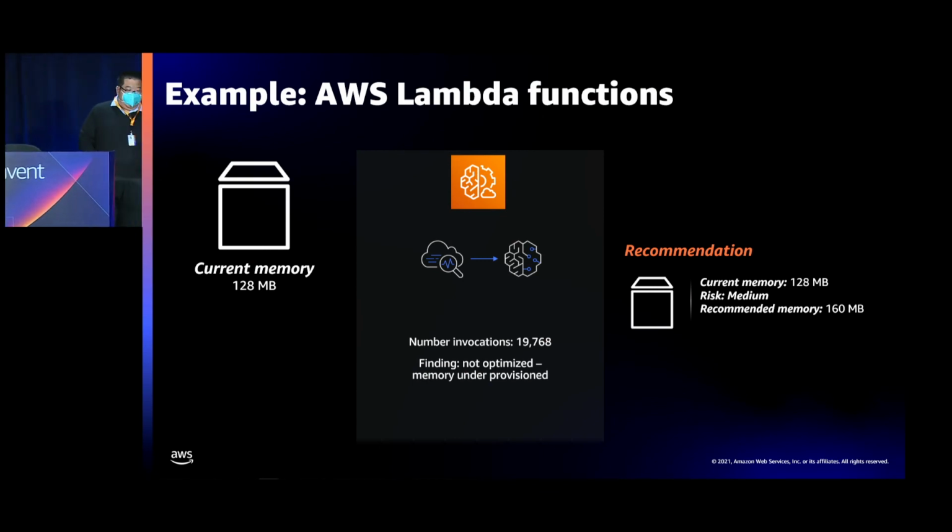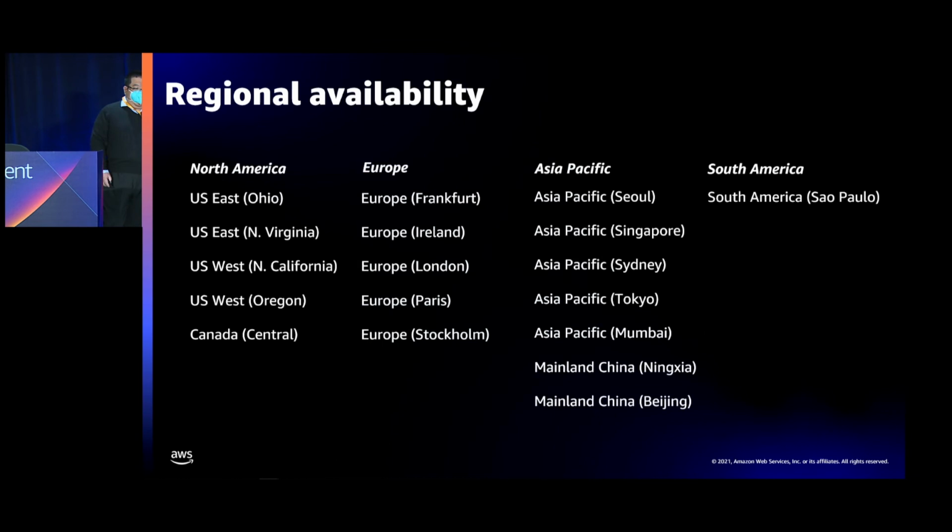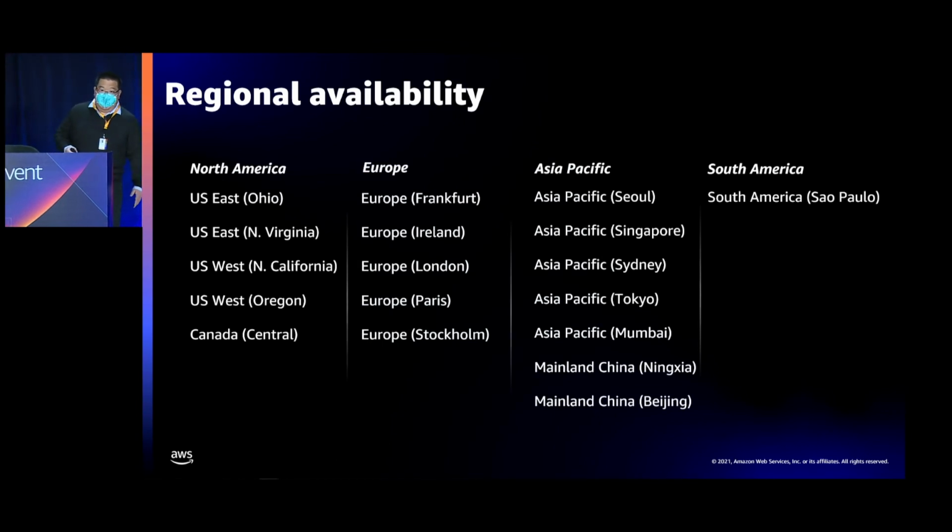All right, so now we talk about different types of recommendations Compute Optimizer generates. Let's just quickly go through where Compute Optimizer is available. Compute Optimizer is a regional service, and it's available in 18 different regions, 5 in North America, 5 in Europe, 7 in Asia Pacific, including 2 in AWS China regions, then 1 in South America. And you can access it through the Compute Optimizer console, APIs, and through all the other channels that I just talked about in the previous slides.